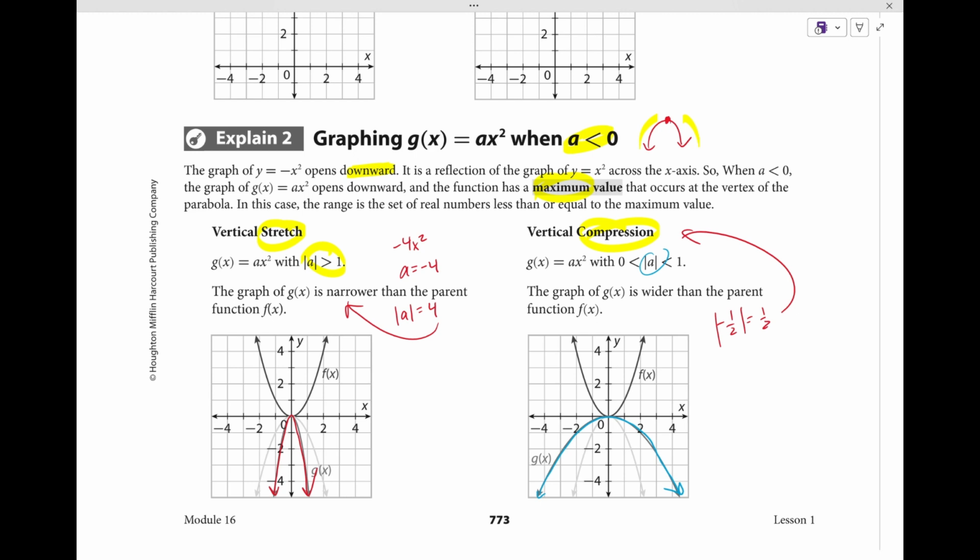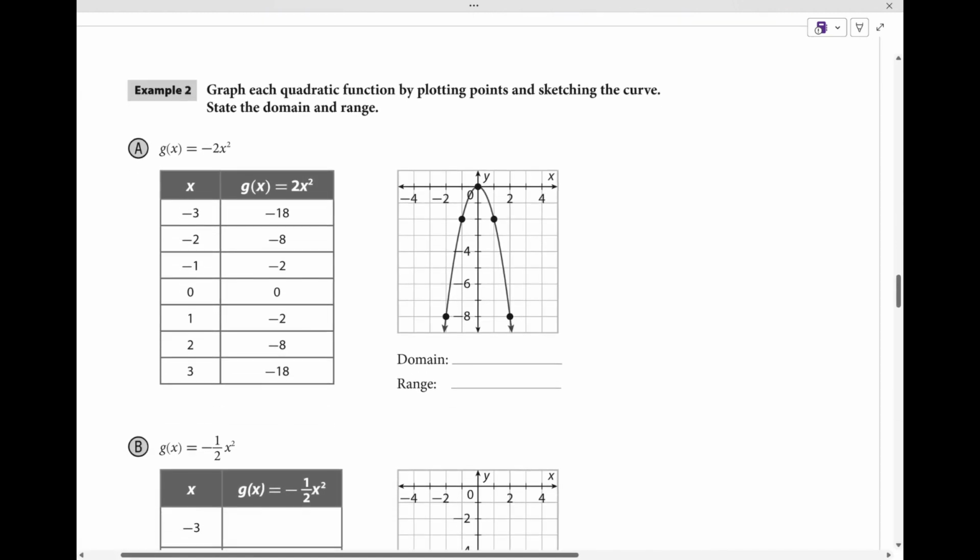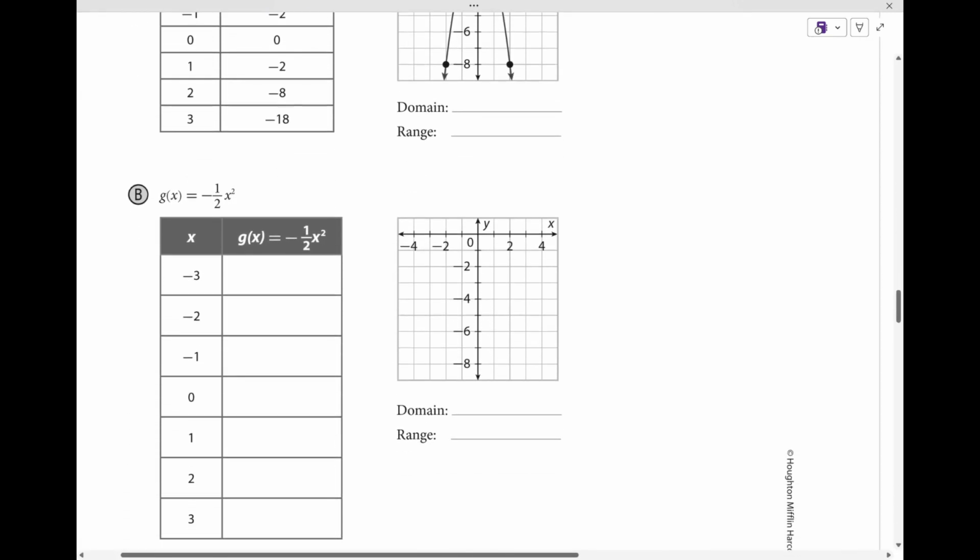But again, when a is less than 0, that means a is a negative number. When it's a negative number, your parabola is going to open downward. When you have a positive a, your graph is going to open upward. Let me write that. This is a is negative, a is positive. So you can graph these again. Just use your equation.